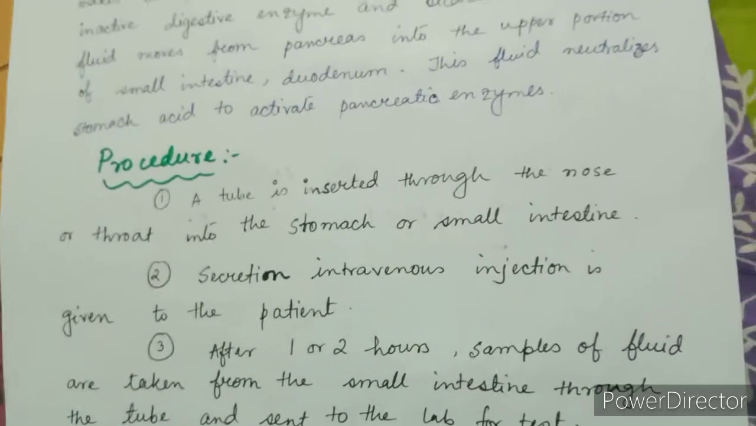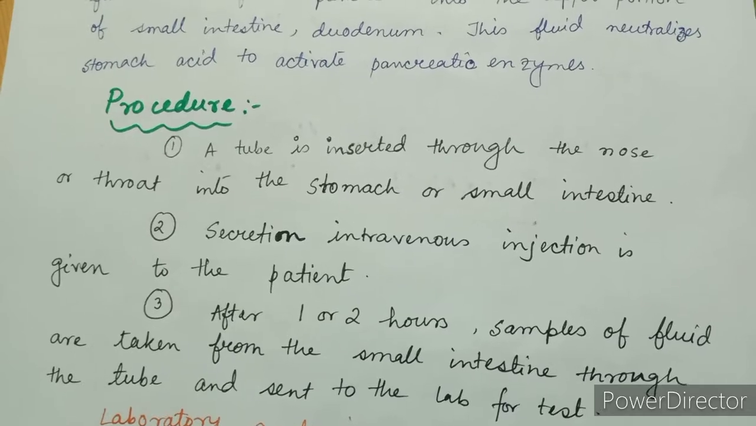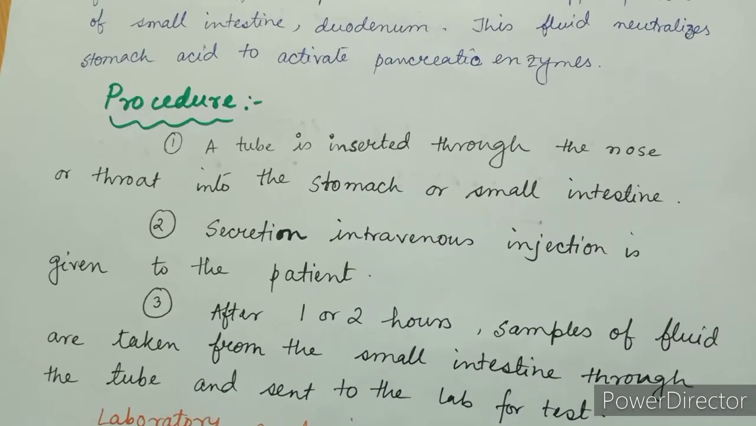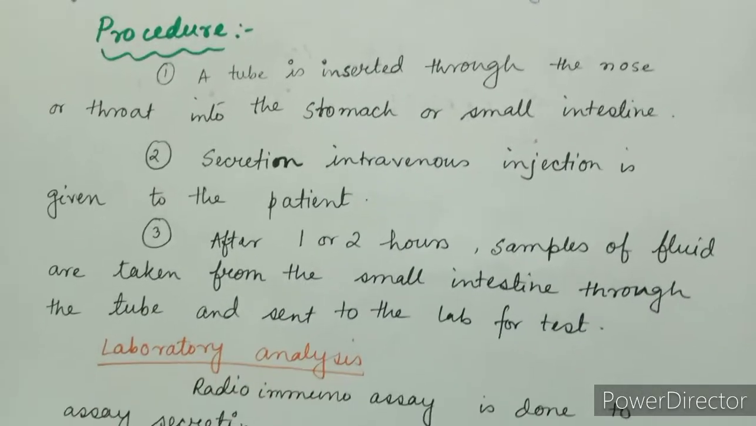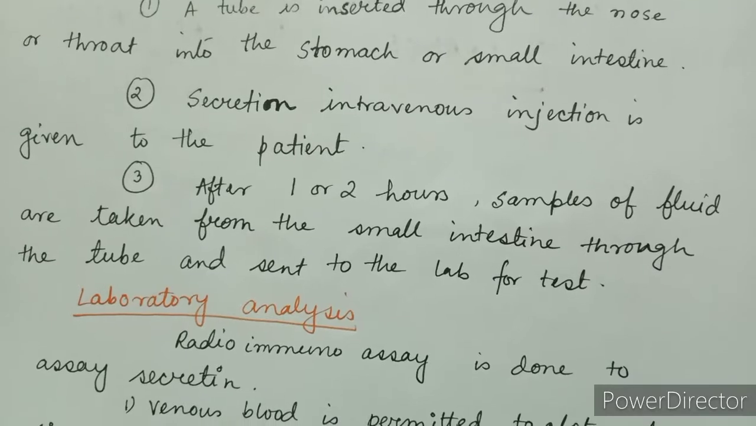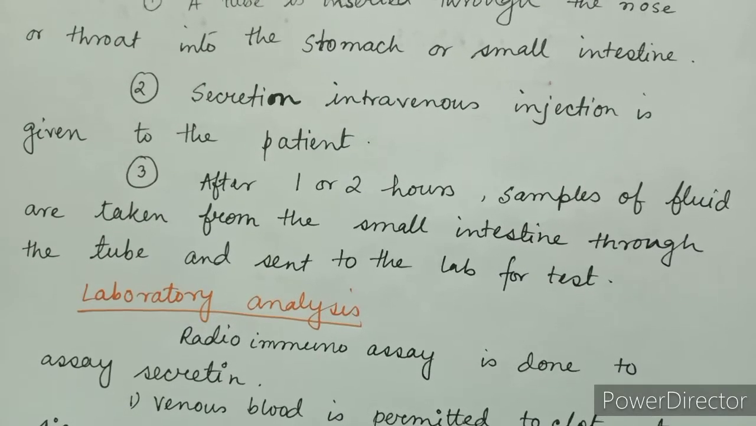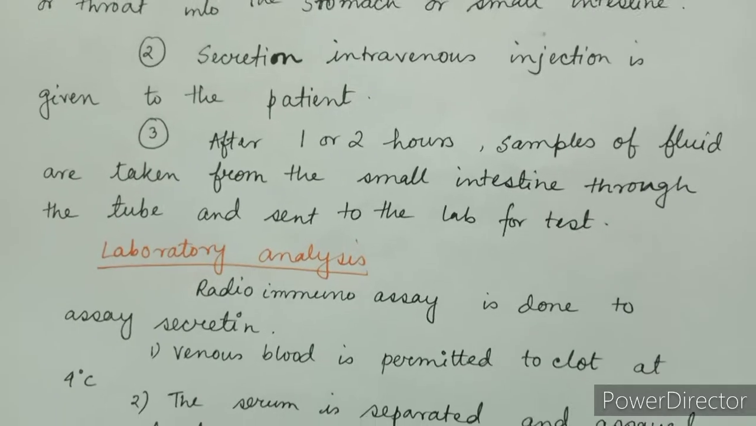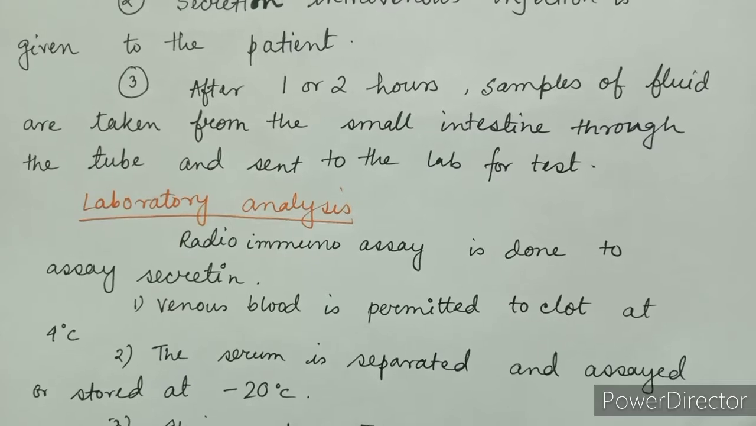Procedure. A tube is inserted through the nose or throat into the stomach or small intestine. Secretin intravenous injection is given to the patient. After 1 or 2 hours, samples of fluid are taken from the small intestine through the tube and sent to the laboratory for test. Laboratory analysis. Radioimmunoassay is done to assay secretin.